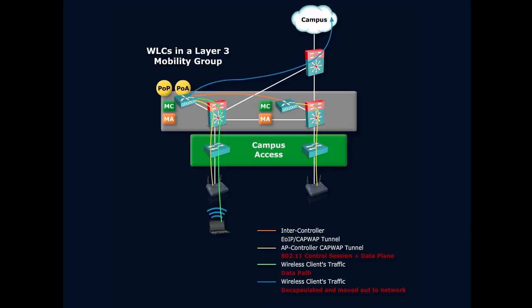Okay, so let's look at a layer 3 roam, inter-controller roam within a mobility group. Now, this is going to be a little bit different. Now, obviously, we start off at the same point here. We have an AP. This AP has a wireless LAN controller it is associated to. The point of presence and point of attachment is both here at this layer within our environment. So our traffic is routed up through the campus through that wireless LAN controller.